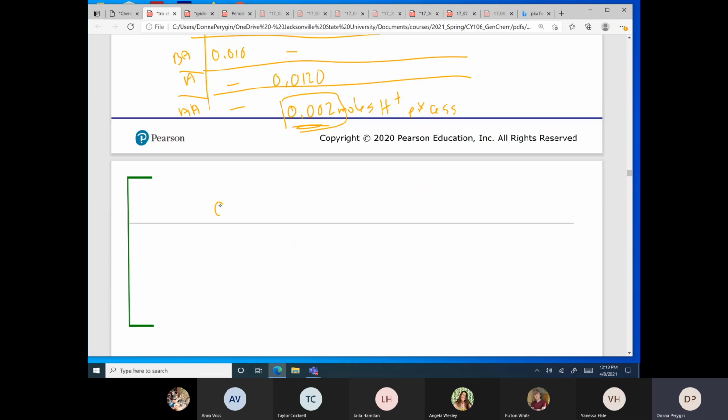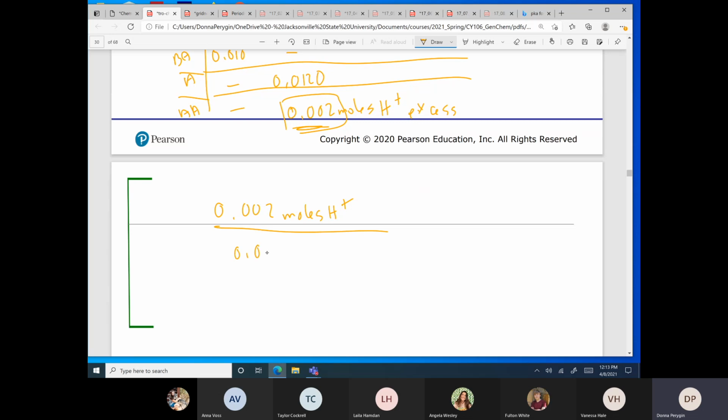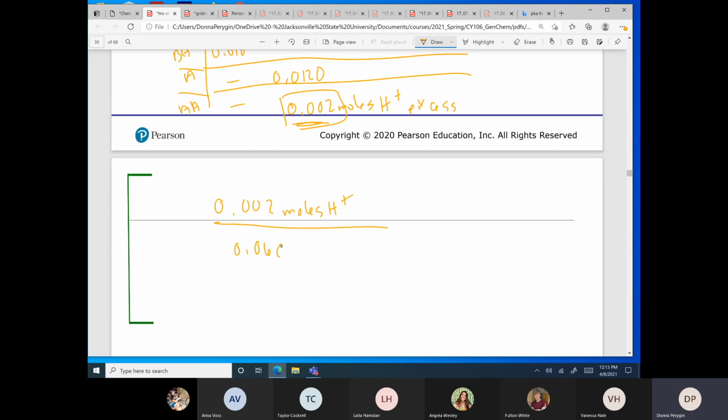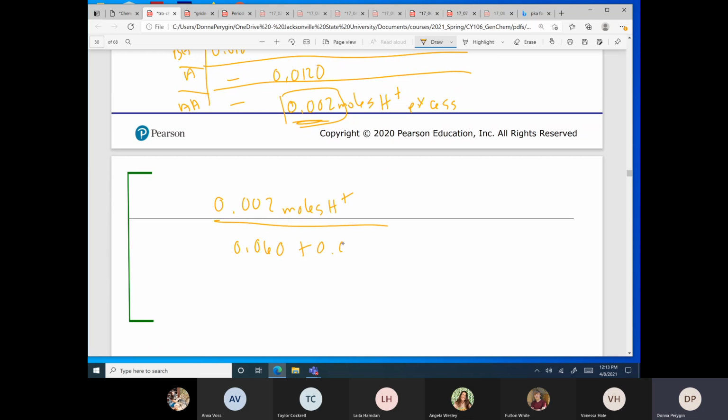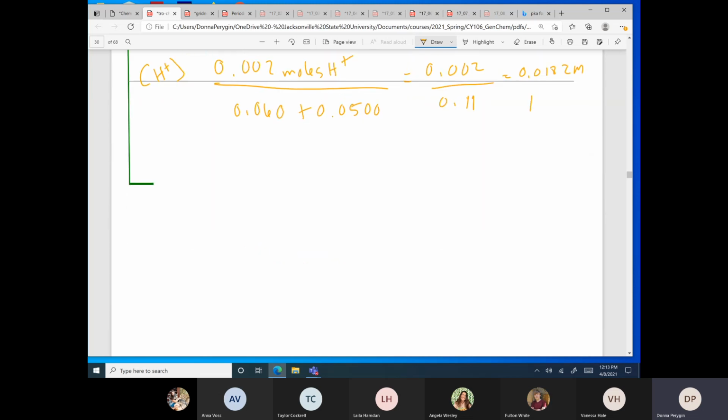So we have 0.002 moles of H plus extra, and we're going to have to divide that by the total volume of the liquid, 0.060 liters plus 0.05 liters. This is our H plus concentration: 0.002 over 0.11, which is equal to 0.0182 molar.